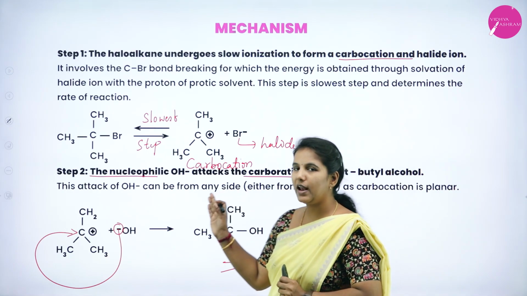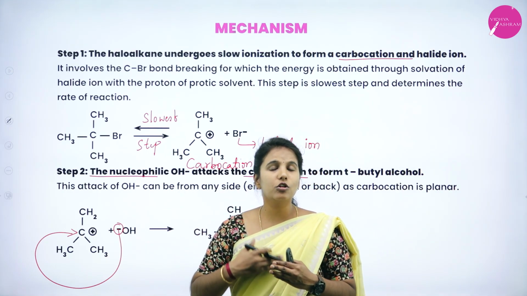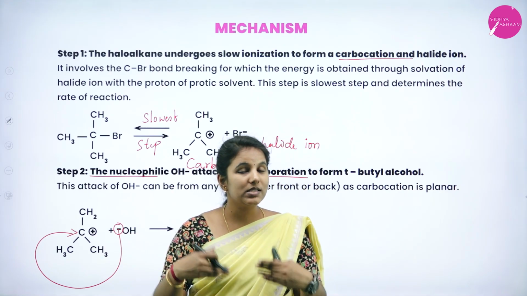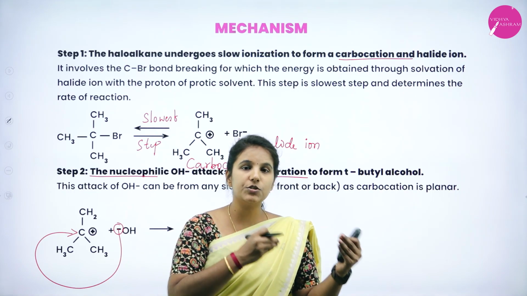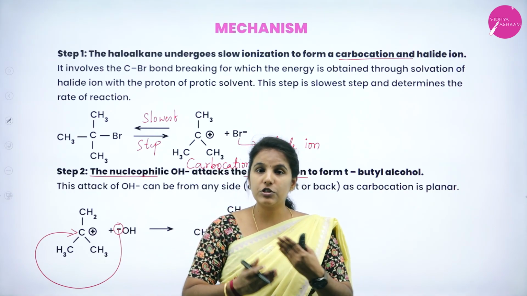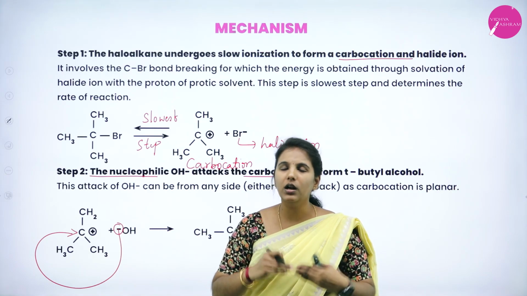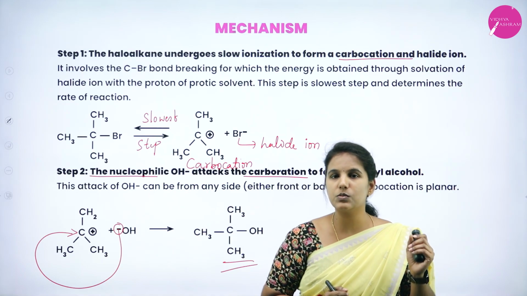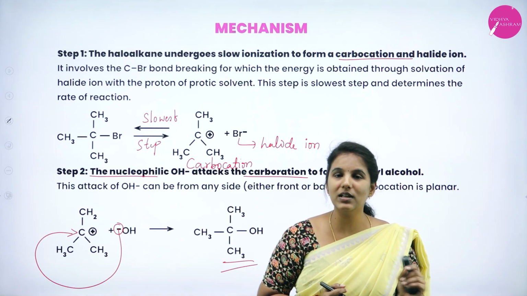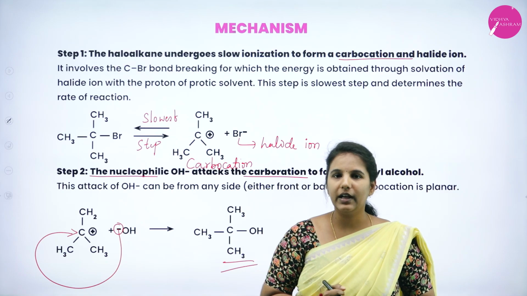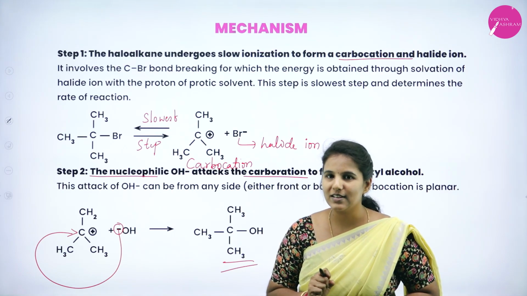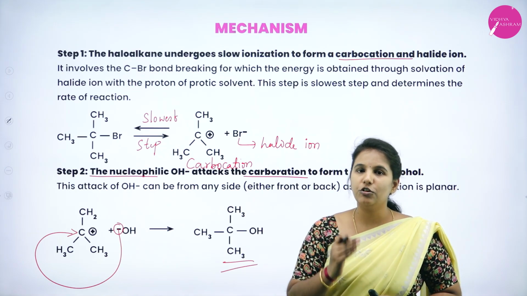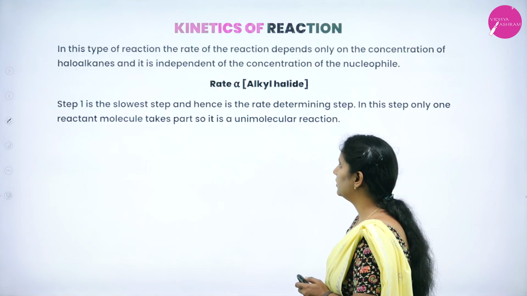So in the first step, what will happen? Tertiary butyl bromide undergoes slow ionization to form a carbocation and halide ion. In the second step, our OH minus ion, that is a nucleophile, goes and attacks the tertiary carbocation to form tertiary butyl alcohol. So if you write these two steps properly balanced along with the general equations, you'll get 3 marks. So hope you have understood this SN1 mechanism, or substitution nucleophilic first order reaction.